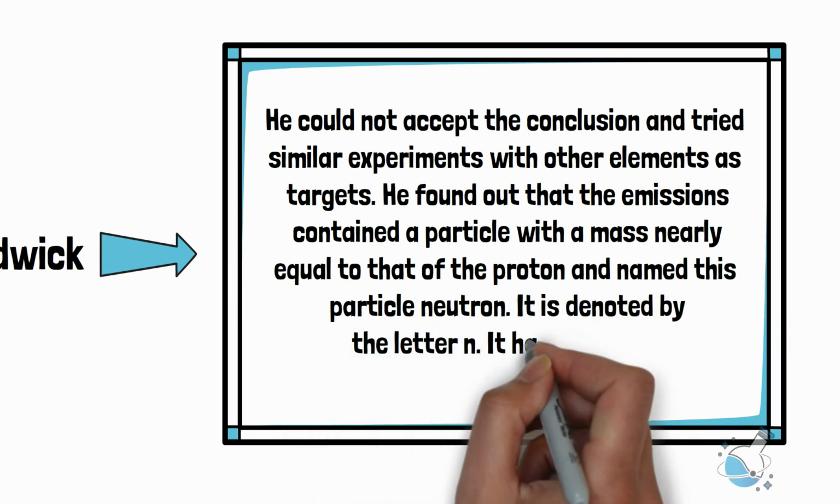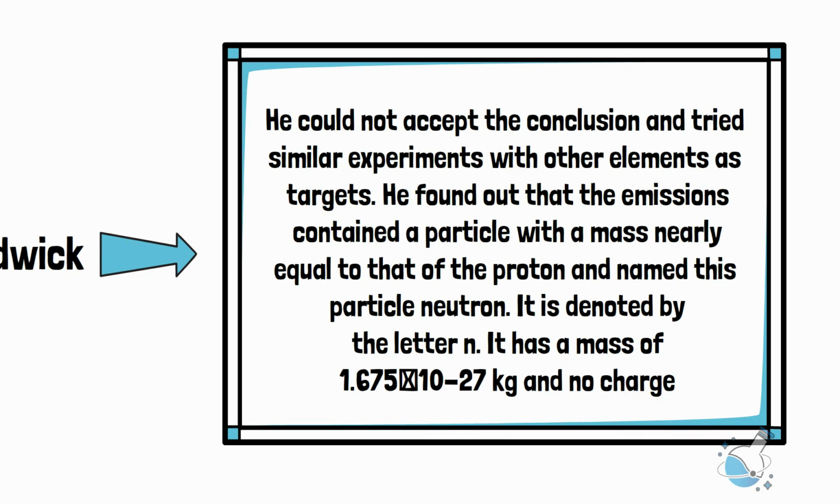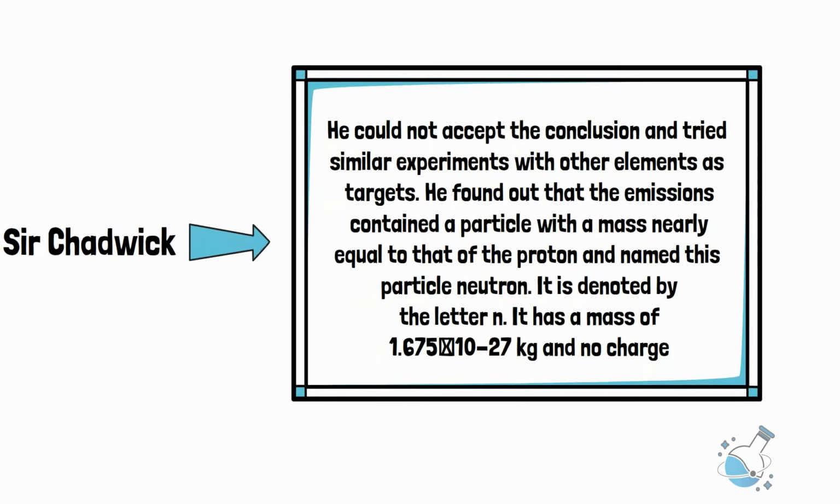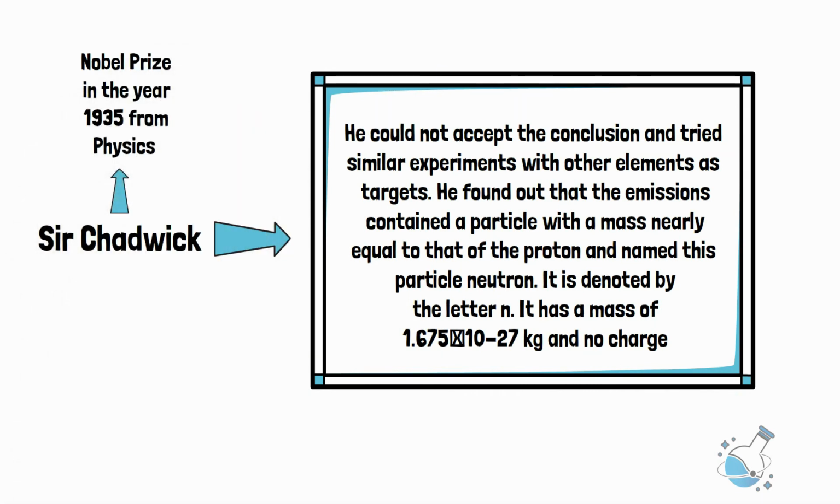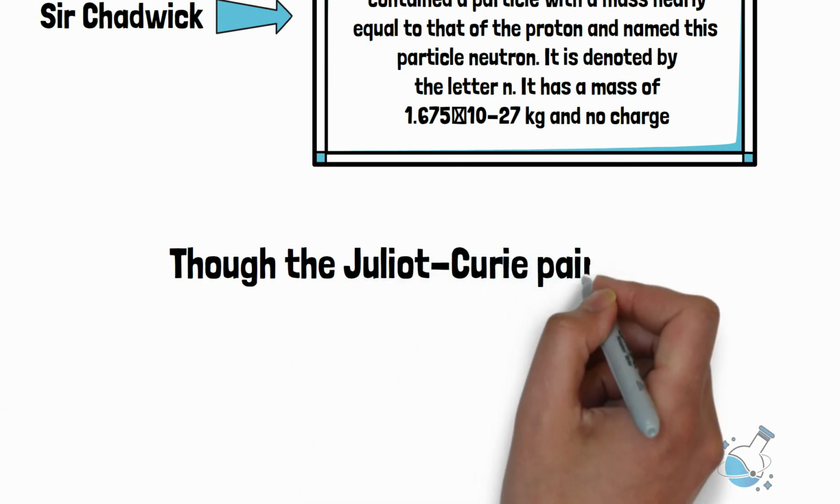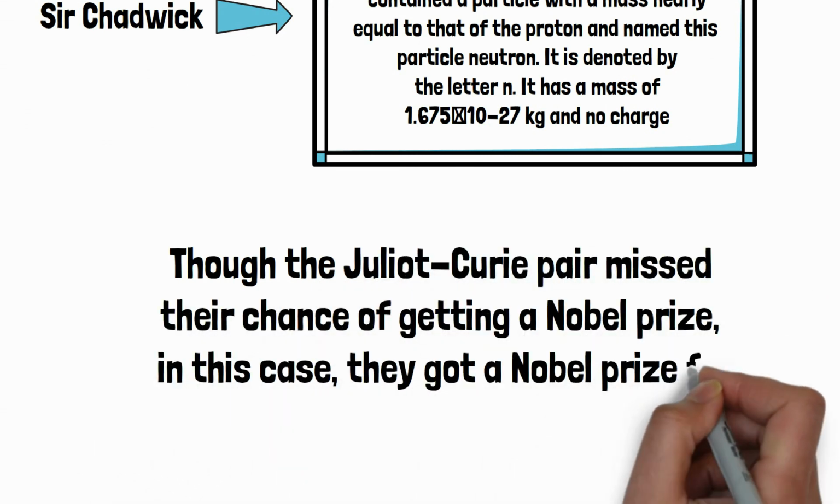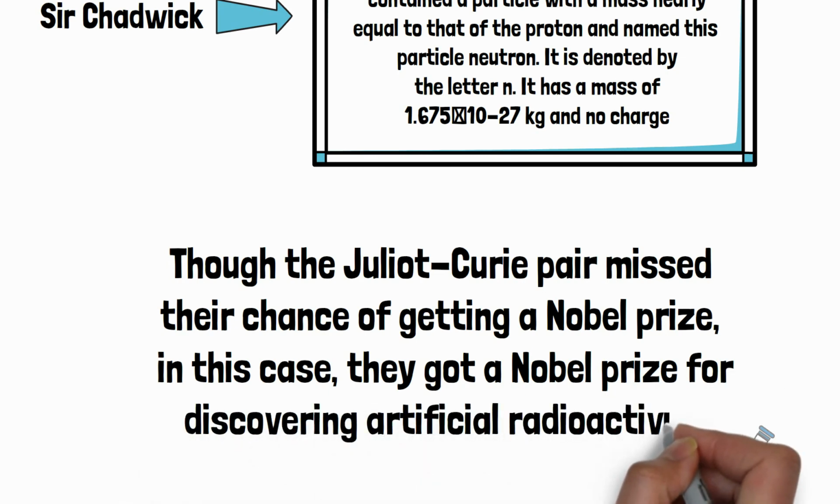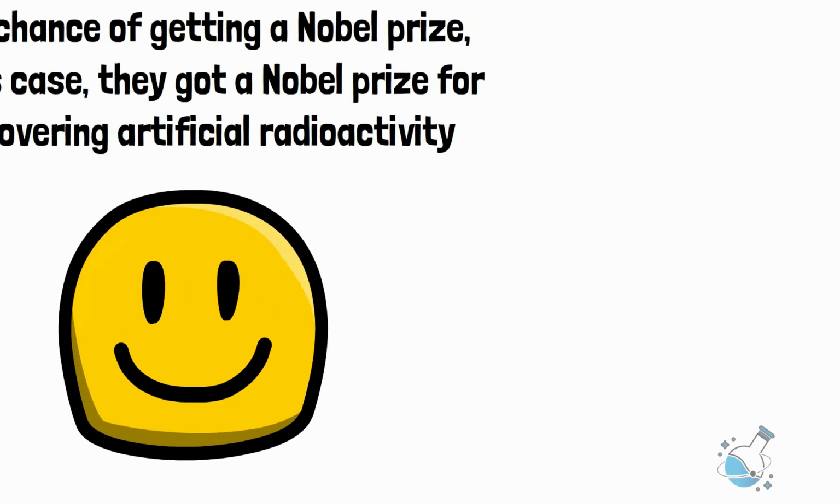It has a mass of 1.675 × 10^-27 kg and no charge. Sir Chadwick won the Nobel Prize in physics in the year 1935 for this discovery, though the Joliot-Curie pair missed their chance of getting a Nobel Prize for this. However, they got a Nobel Prize for discovering artificial radioactivity. So there is no reason to feel sorry.